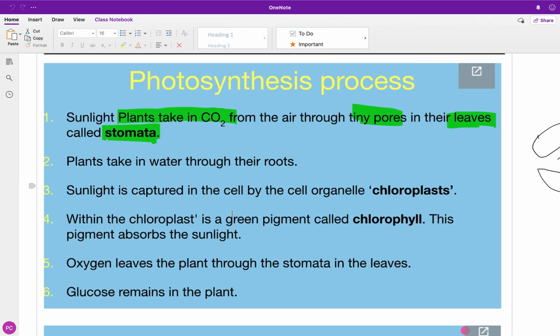So plants don't have lungs. Most of them don't have lungs and tracheas and alveoli and capillary networks outside the alveoli. They haven't got that. They just have a leaf. And the leaf has little pores and the carbon dioxide goes in there.